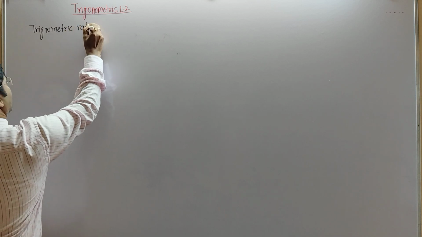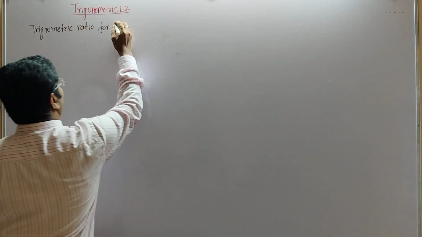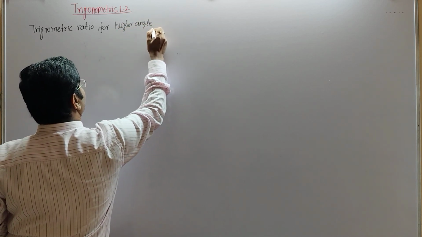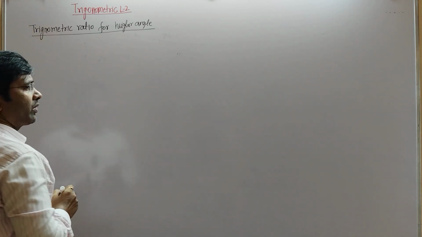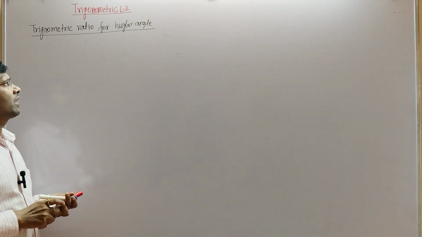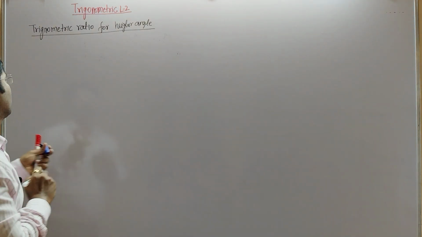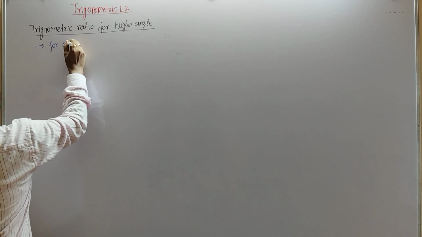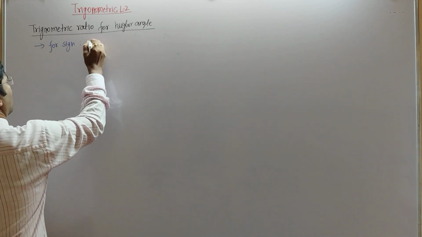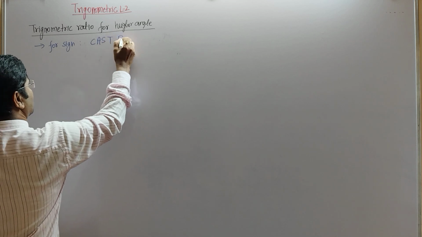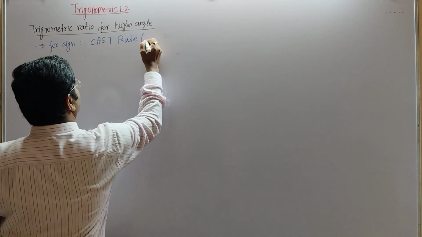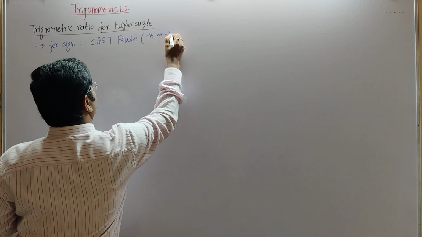So this topic is trigonometric ratio for higher angle. We will cover it in two parts. First, we will identify the sign, whether it is positive or negative. For the sign we will see the CAST rule. By the CAST rule we will identify whether this value is going to be positive or negative.